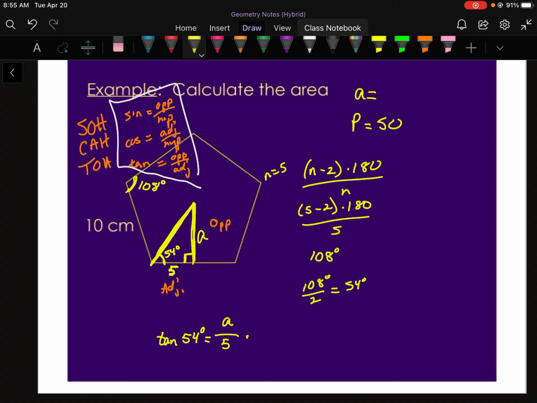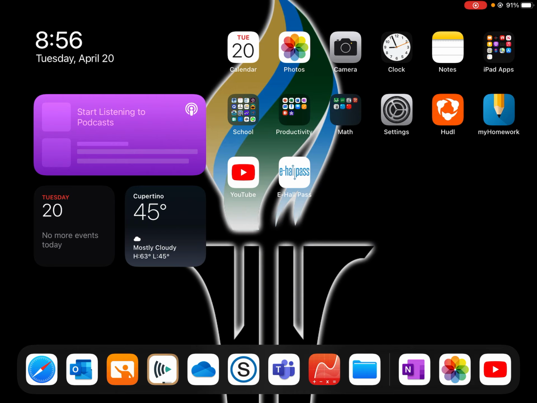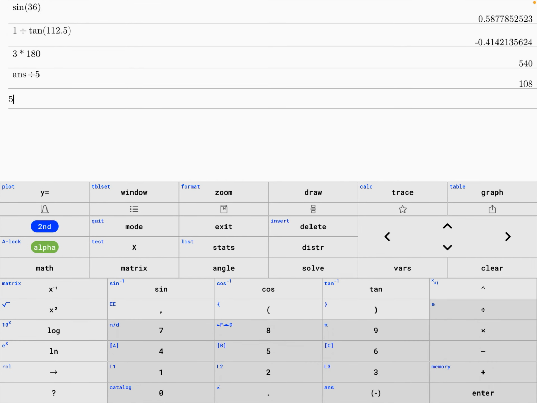Okay, and then you want to solve for your variables. So we multiply both sides by 5. Those 5's cancel, so we have 5 times tangent of 54 degrees equals A. Once your variable is by itself, we need to hop over to the calculator and figure out what 5 times tangent of 54 degrees is.